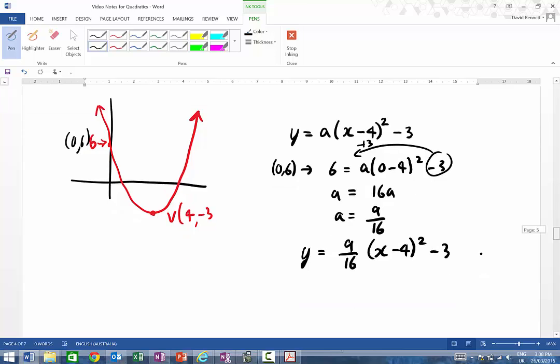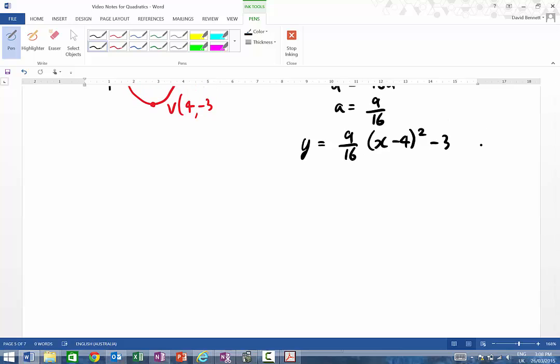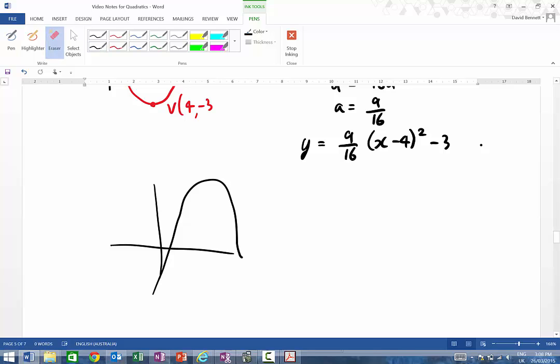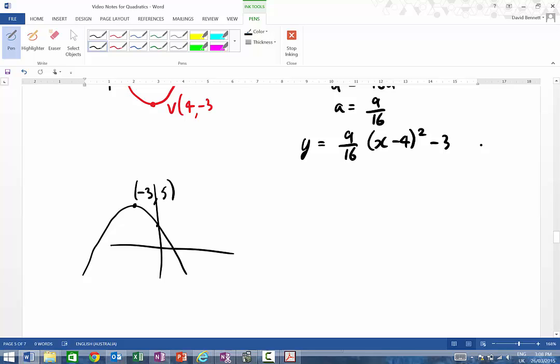Get the idea? Let's do another very quick one. So here's my function. My graph goes something like this. I've got an x coordinate there of -3 and a y coordinate of 5. And it goes through this point here, which is 2. So it could be any point.